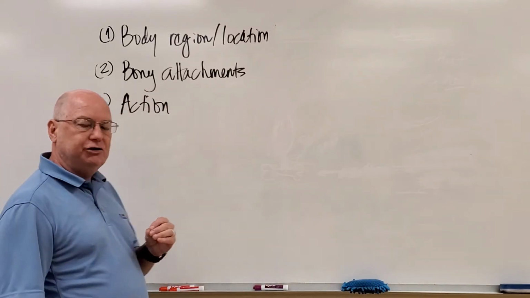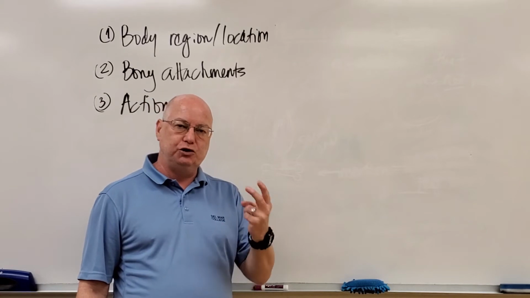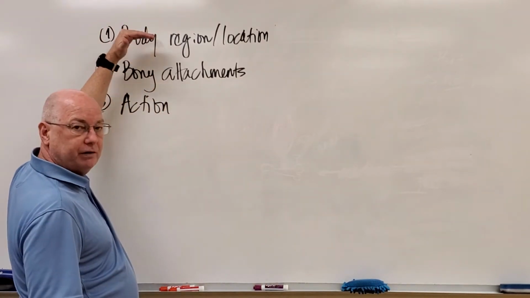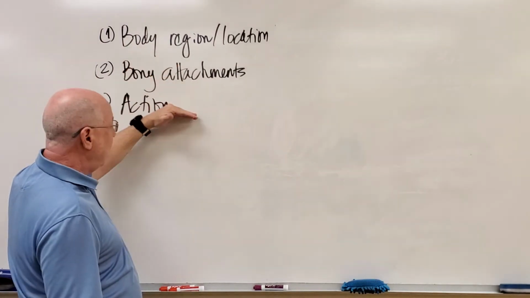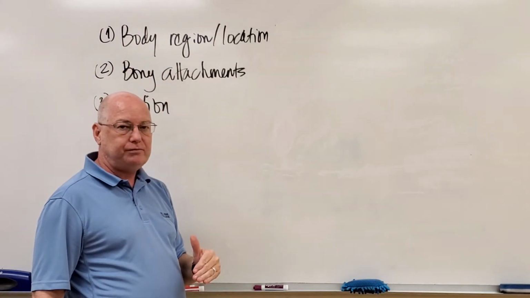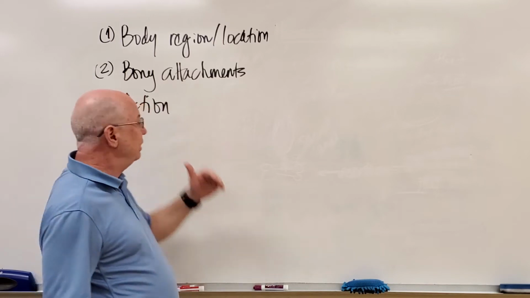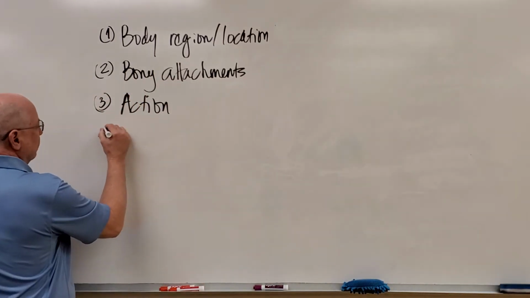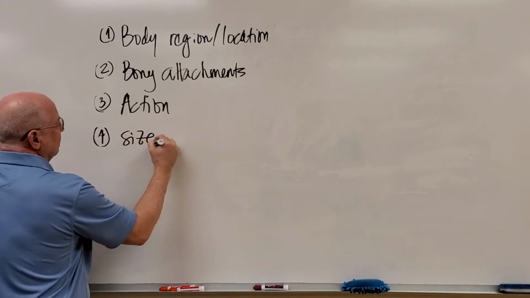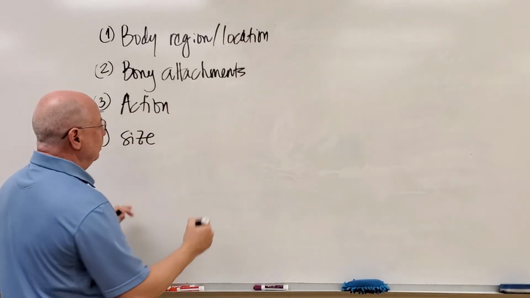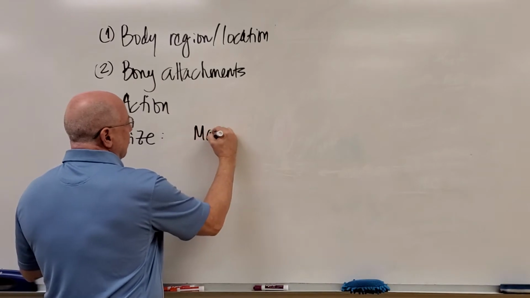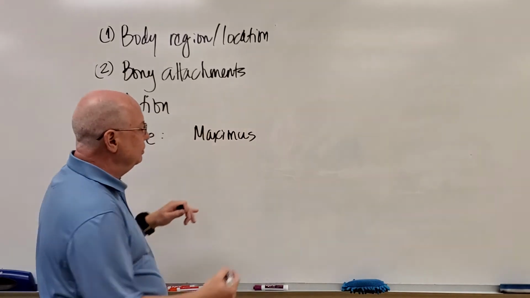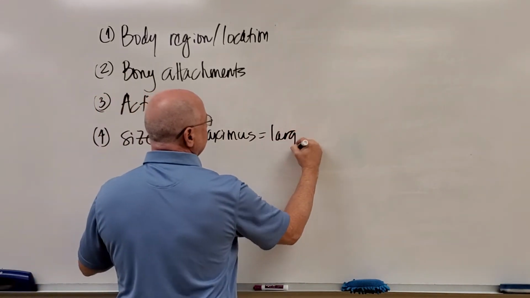Now, on occasion, there is a group of muscles, two, three, or more, that have the exact same body region, the exact same attachments, and the exact same action. If there's more than one muscle that has all of this, then how do we delineate which muscle is which? Well, a lot of times that is based on the size of the muscle. So if you see the term maximus in the name, maximus would be the largest of the group.